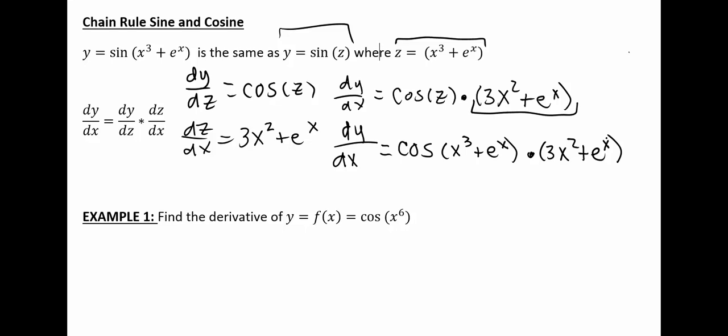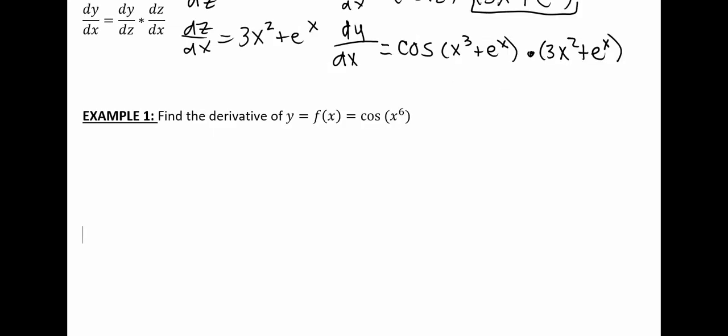Let's look at another. Example 1. Find the derivative of y equals f of x equals cosine of x to the sixth. So I want to start by identifying my inside function. My inside function is going to be x to the sixth here. Again, it's the function inside my trigonometric function. I'm going to need the derivative of that as part of my overall derivative process. So the derivative of x to the sixth is 6x to the fifth.